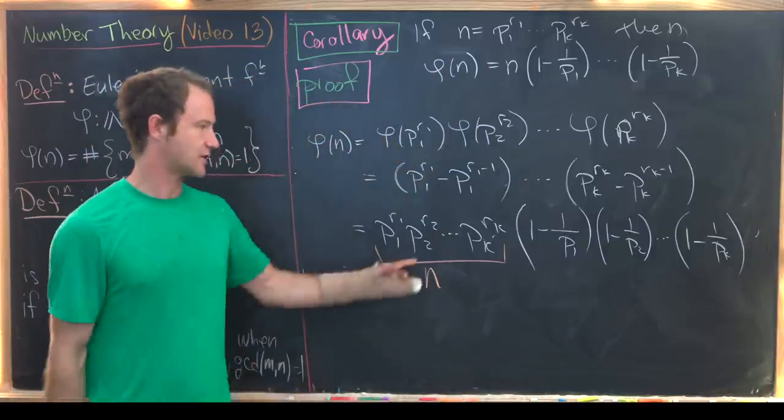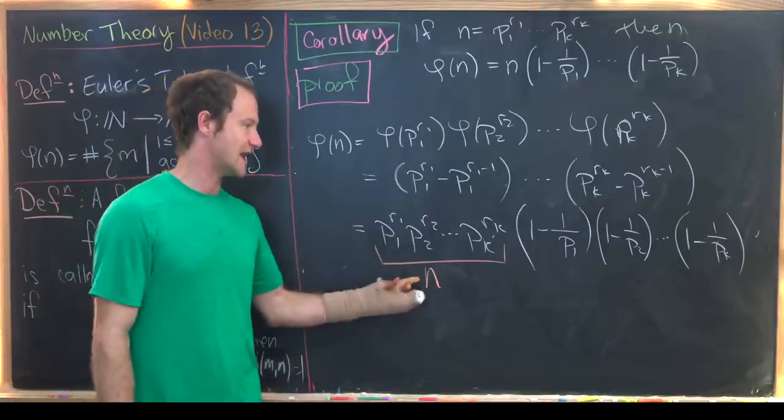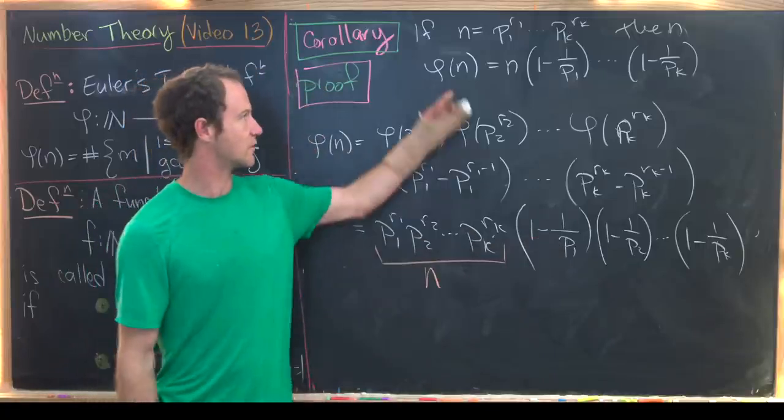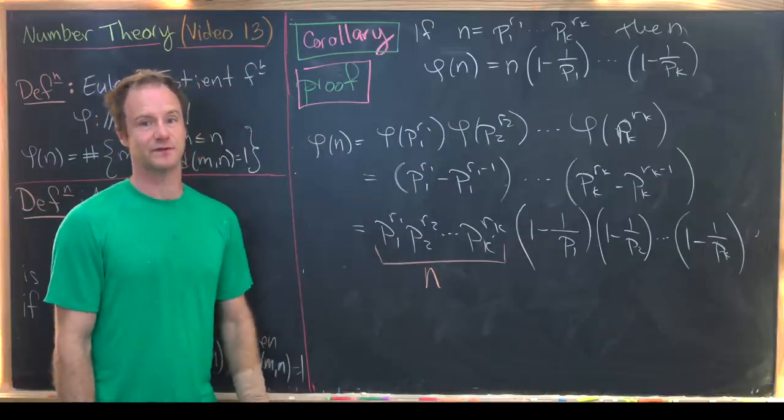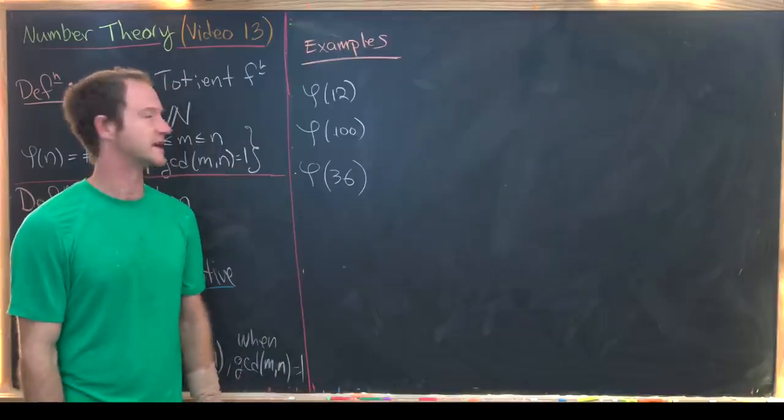So we can just smash all those together to get n, and we've got n times that product over there, which is exactly what we wanted to show. Okay, so now let's do some fairly quick examples.